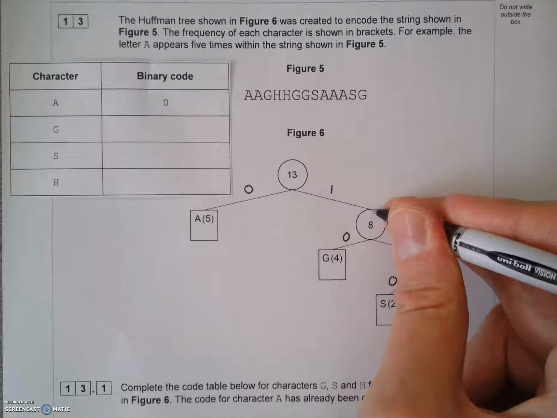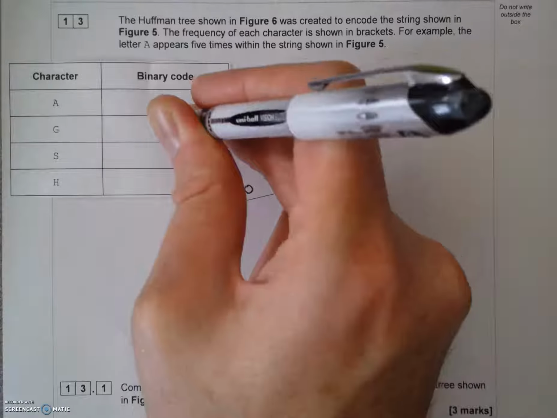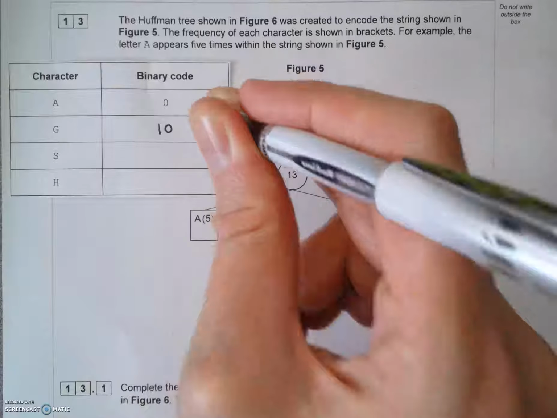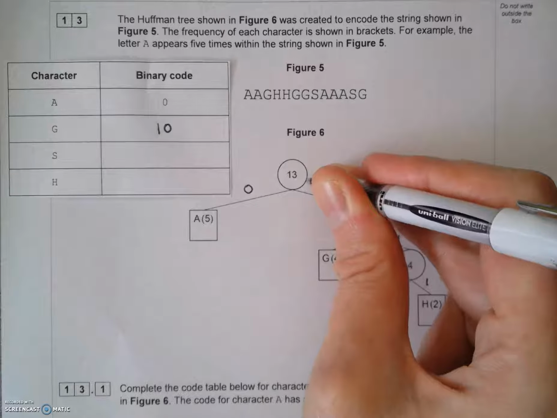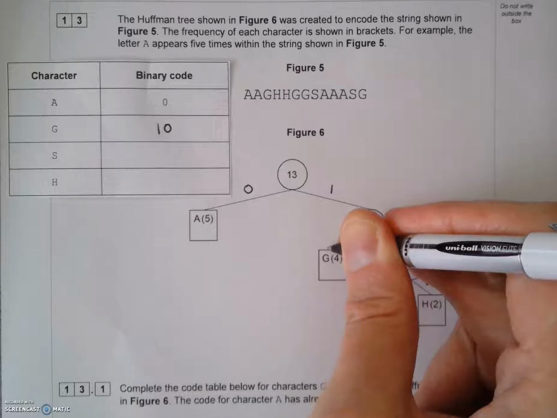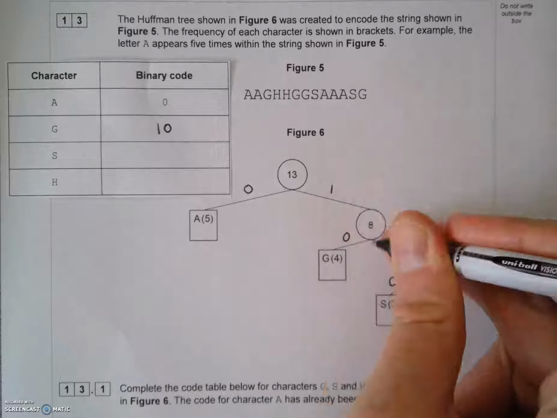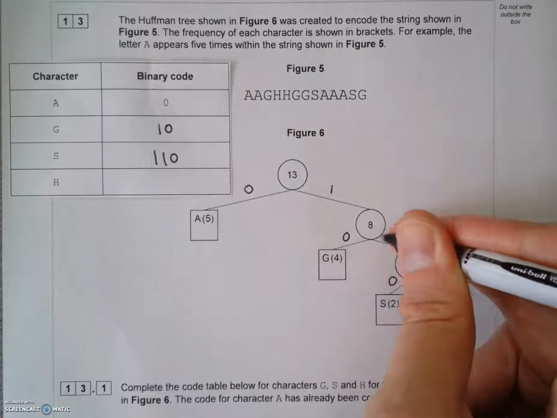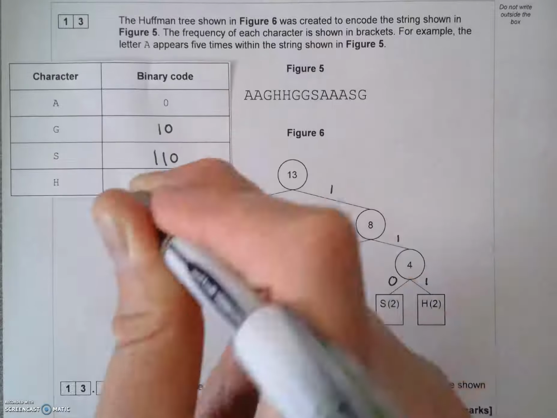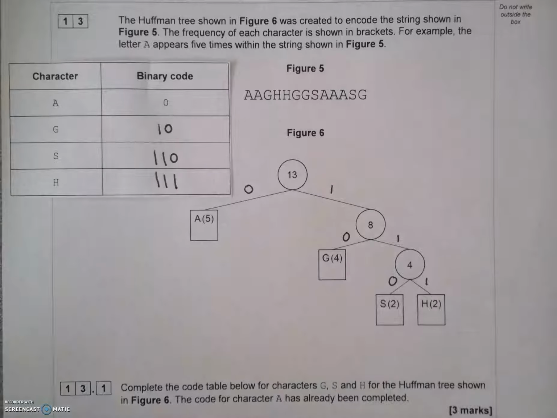G is 1 and then 0, so I'll write down 1 0 like that. It's like a pathway to get to it. I had to go down route 1 and then route 0 to get to G. What about S then? 1 1 0, and H is 1 1 1. So that has given me 3 marks for just labelling my branches there and being able to write down in this table the different Huffman codes, the binary codes for these different characters.